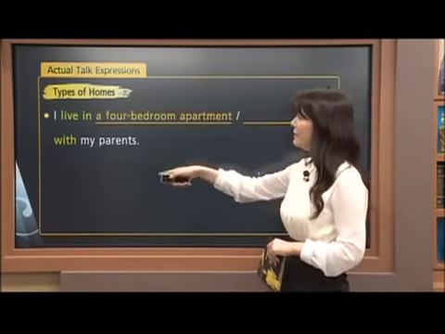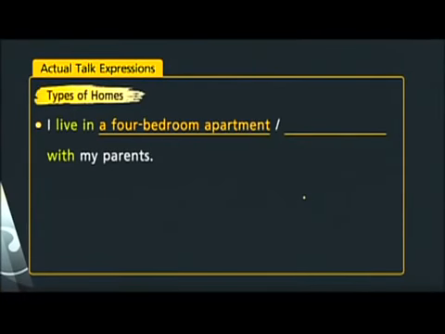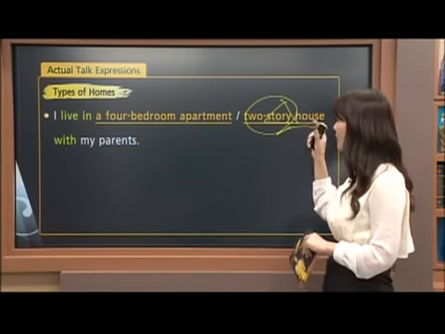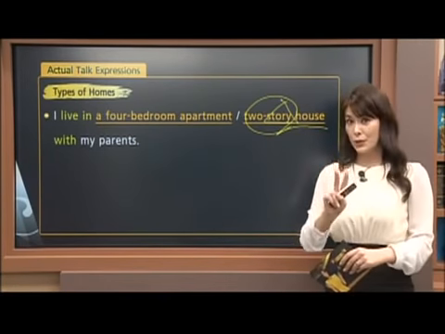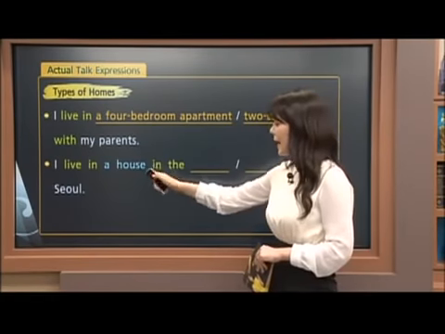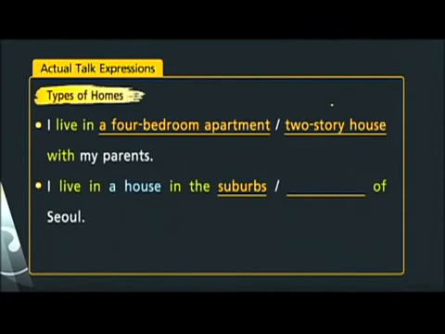Let's move on. I live in a 4-bedroom apartment. You all know that, a 4-bedroom. I live in a 2-story house. Once again, a story is how many levels? Floors. So I live in a 2-story house means I live in a house with 2 floors, with so-and-so, with my parents. I live in a house in the suburbs. Now, suburbs, once again, where is it? Right outside the city. Or I live in a house just outside of a certain area.